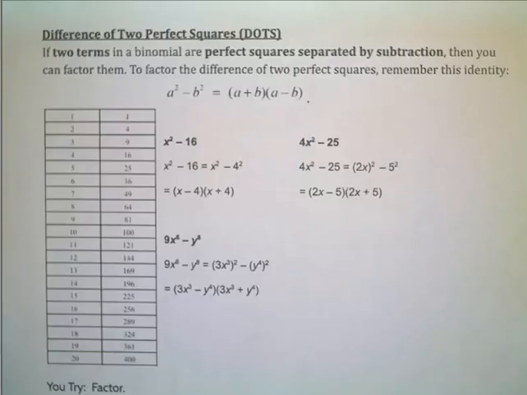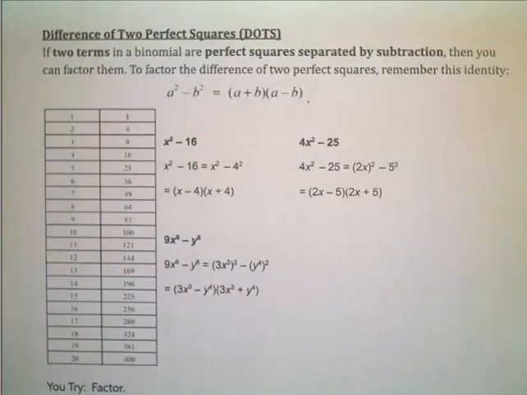This lesson is on difference of two perfect squares, also known as DOTS. If two terms in a binomial, so a binomial is two terms, are perfect squares separated by subtraction, then you can factor them. To factor the difference of two perfect squares, remember the identity.